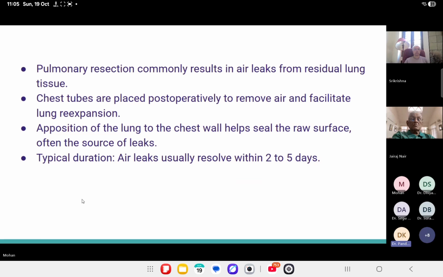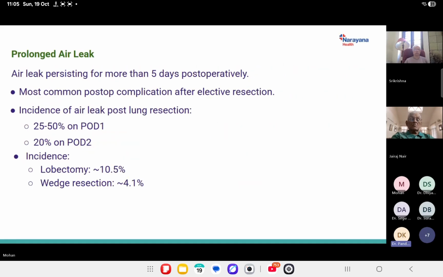So pulmonary resections commonly result in air leaks from the residual lung tissue. Chest tubes are placed in postoperative period to remove air and facilitate lung re-expansion. Apposition of the lung to the chest wall helps to seal the raw surface, often the source of leaks. Typical duration for this apposition will take around 2 to 5 days. So prolonged air leak is nothing but air leak persisting for more than 5 days postoperatively. Most common post-op complication after an elective resection.